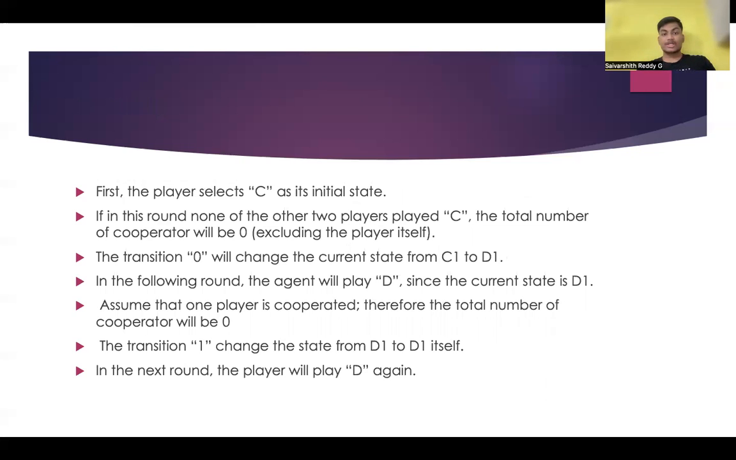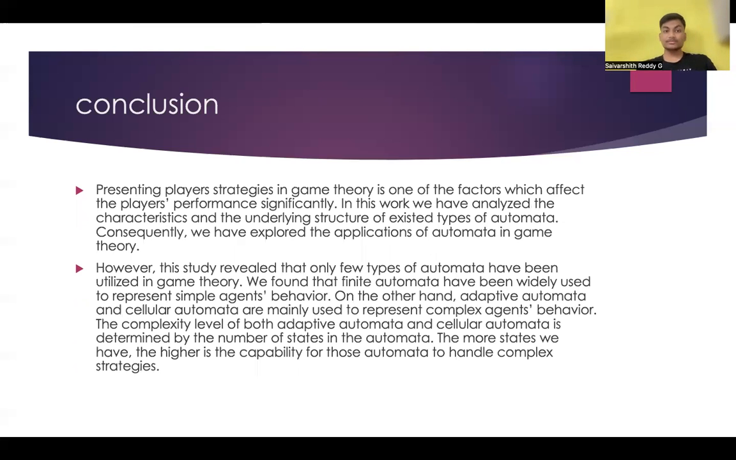First, the player selects C as initial state. If in round one none of the two players played C, the total number of cooperators will be 0. Transition 0 will change the current state from C1 to D1. In the following round, the agent will play D. Since the current state is D1, assume that one player cooperated. Therefore, the total number of cooperators will be 0. The transition 1 changes the state from D1 to D1 itself. In the next round, players will play D1 again.